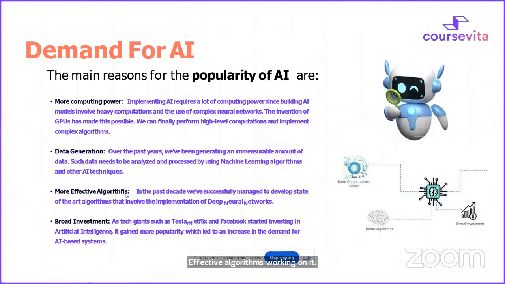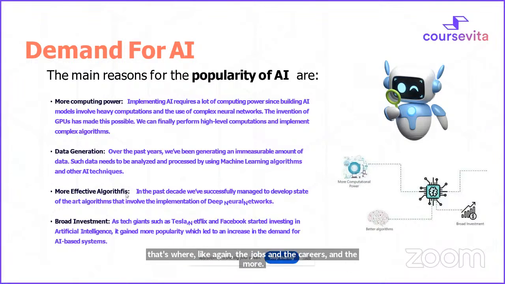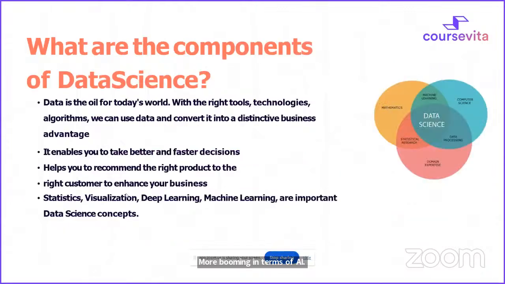And broad investment: huge companies like Tesla, Netflix and Facebook have started investing in AI. That's where the jobs and careers are booming even more in terms of AI. So let's also understand the main components we need to understand in data science. Now we are saying data is the oil or fuel of today's world. So you need to understand the right tools and technologies so that you can become a pro in a data science career.